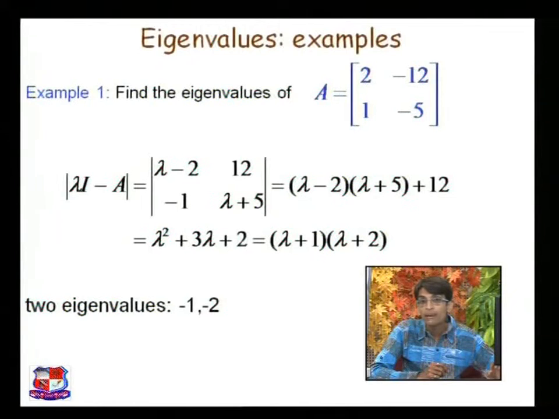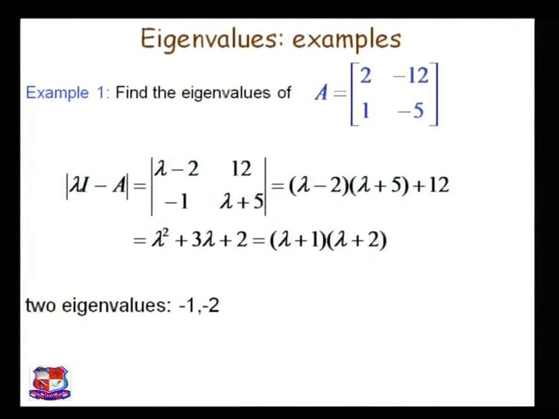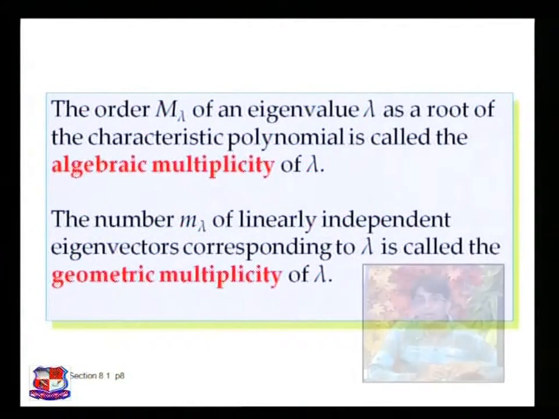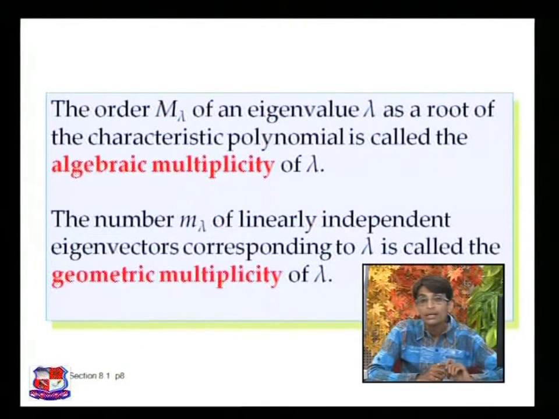So minus 1 and minus 2 are the eigenvalues for the given matrix A equal to [2, -12; 1, -5]. In this way we can find the eigenvalues for a given matrix. Let us look at one more example of eigenvalues and eigenvectors. Before we solve that example, we need to look at two definitions which are really connected with the eigenvalues.